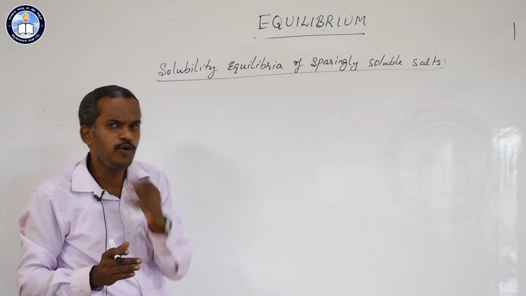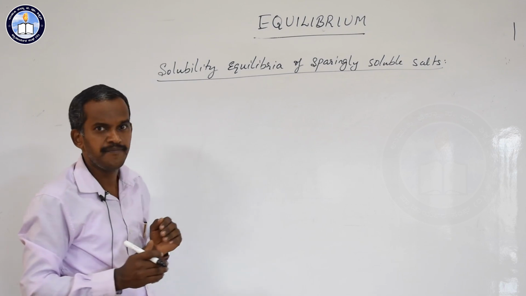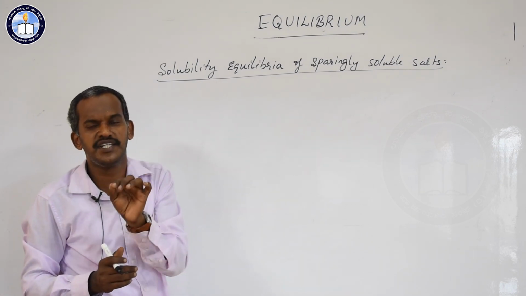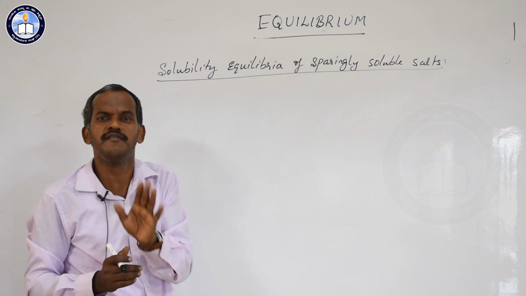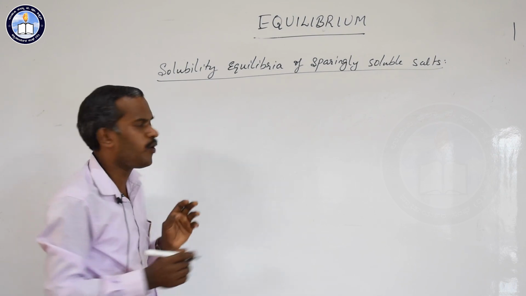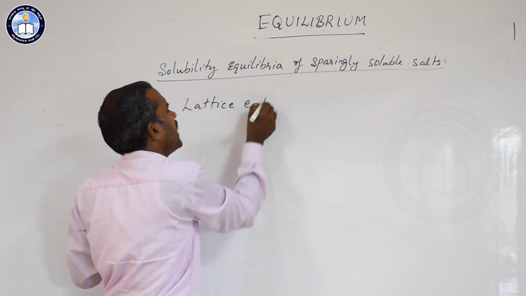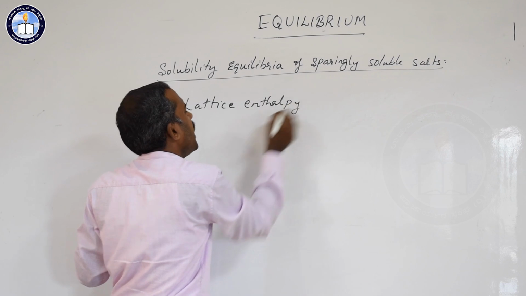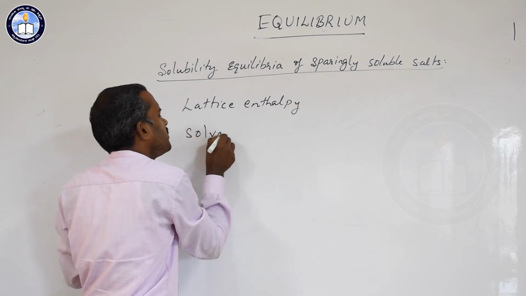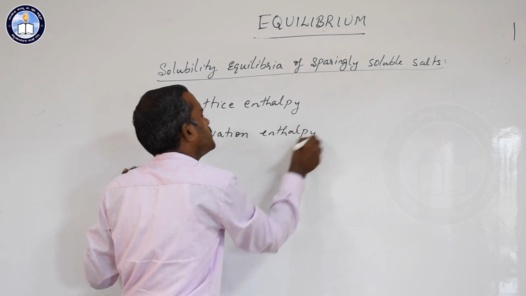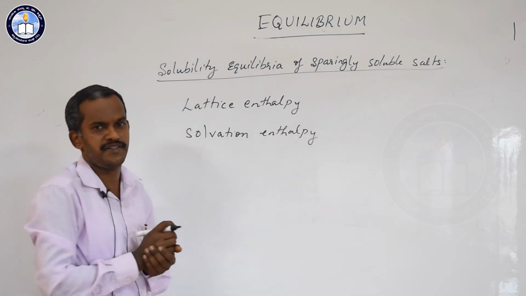So you have to understand, students, a very simple thing. Two important energy values decide whether a substance is soluble in a given solvent or not. Those two are lattice enthalpy, or lattice energy, and solvation enthalpy. Automatically you will ask a question now: what is lattice enthalpy, and what is solvation enthalpy?